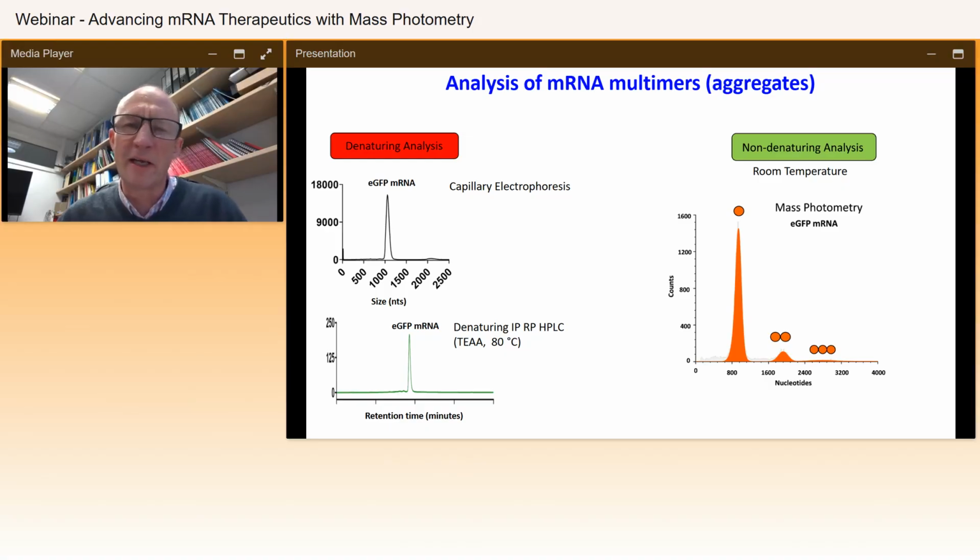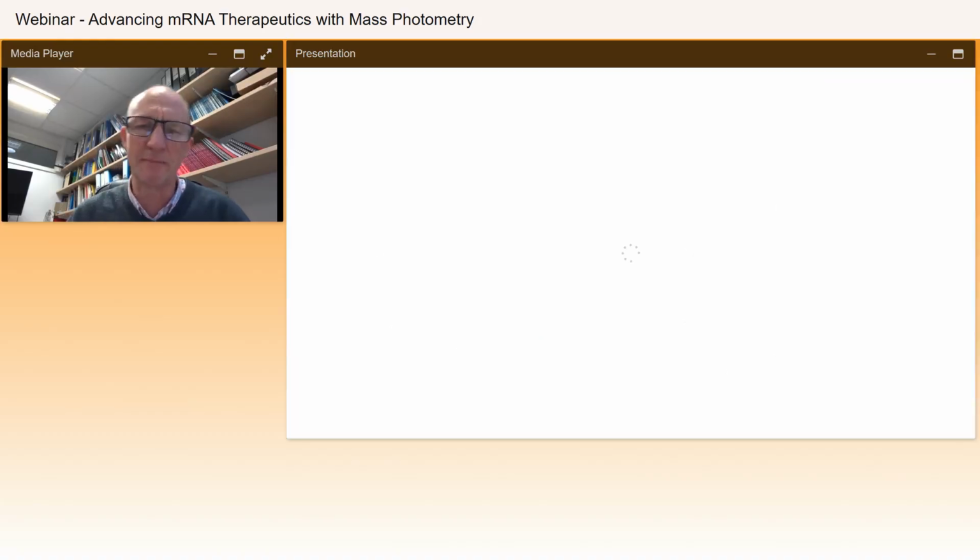But when it comes to analyzing these molecules using mass photometry, this is essentially a non-denaturing technique. It's operated at room temperature. So using mass photometry, we're now readily able to detect and see both the dimer and the trimer for EGFP mRNA in this case. So for the analysis of these mRNA multimers, there are distinct advantages using mass photometry over typical denaturing techniques.